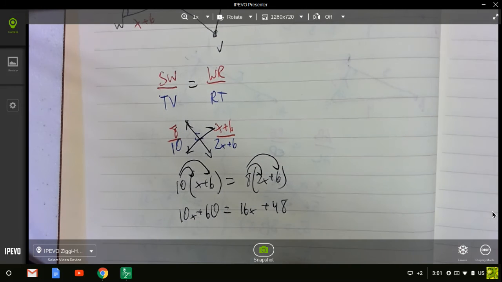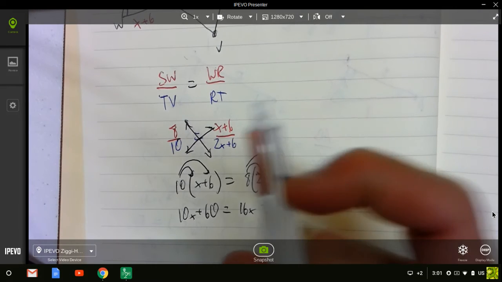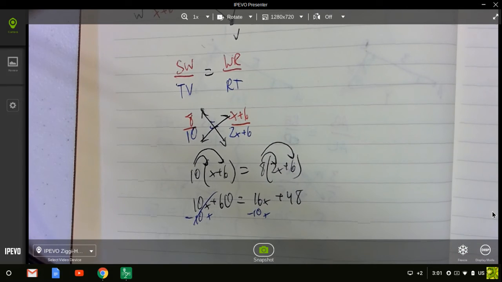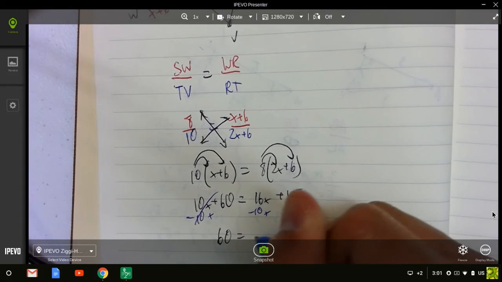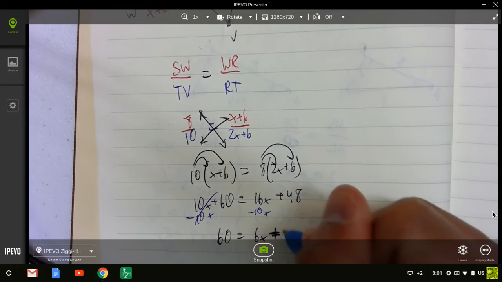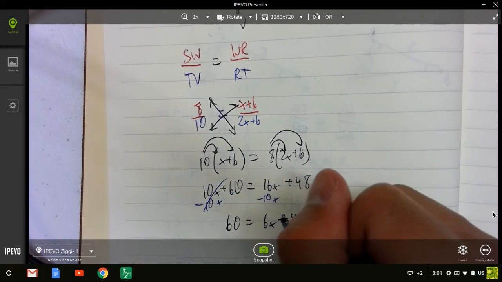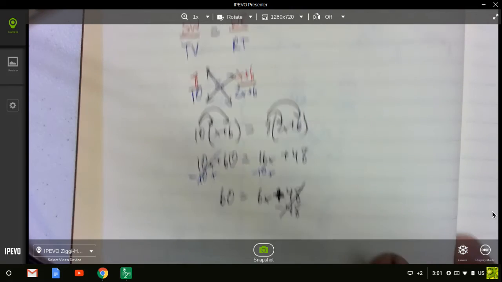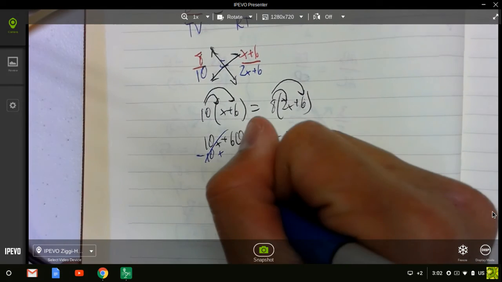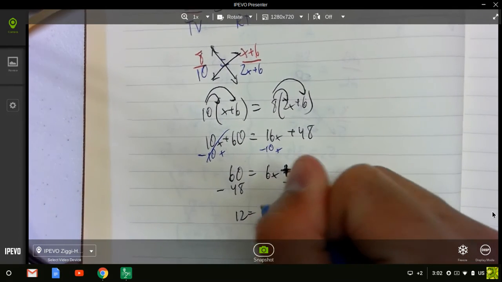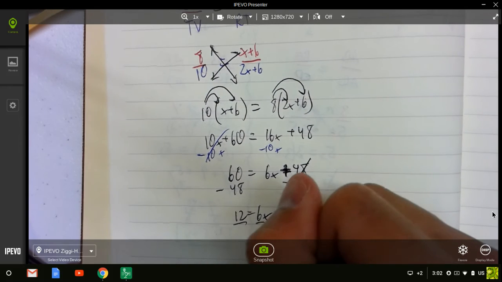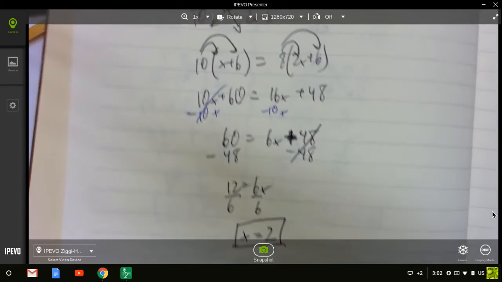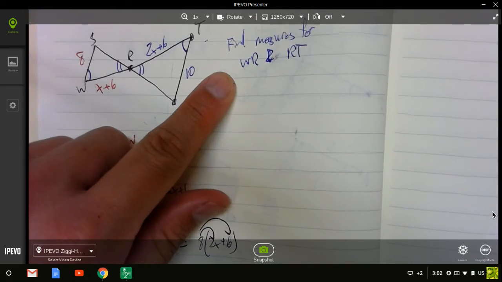Then I'm going to subtract 10x from both sides, so that it leaves me with x only on one side of the equal sign. So 60 is equal to 6x plus 48. Then I set the whole numbers on one side by subtracting 48, isolating my x value on the right side. Whatever I do to one side of the equal sign, I have to do to the other. So that's 12 equal to 6x. Then I divide both sides by 6, and x is equal to 2. That is not the final answer, however. That just helps me to find WR and RT.